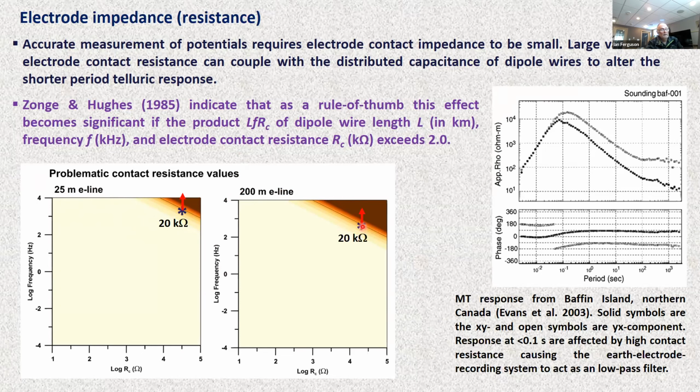And this shows an example from Alan Jones from a survey on frozen ground at Baffin Island. And here we can see that at periods shorter than about 0.1 seconds, the phases are going to 0 or 180 degrees. And there's a strong fall off, approximately 1/f fall off in the apparent resistivity responses. And this is indicative of this effect caused by the contact resistance and the capacitance of the wires.